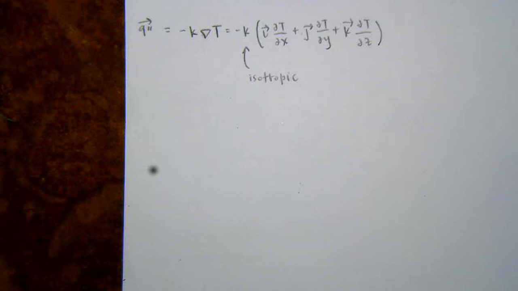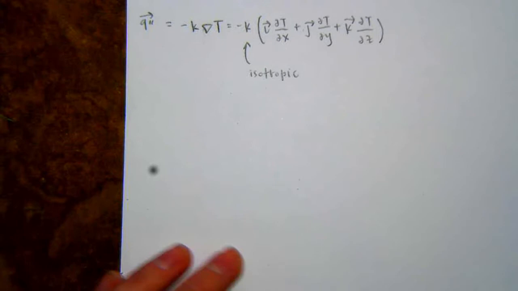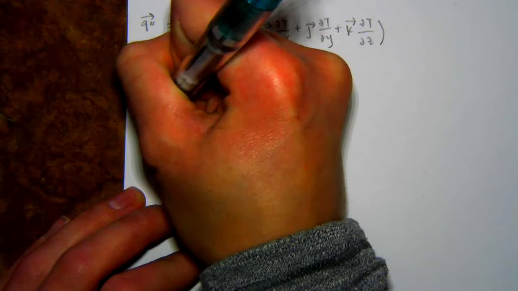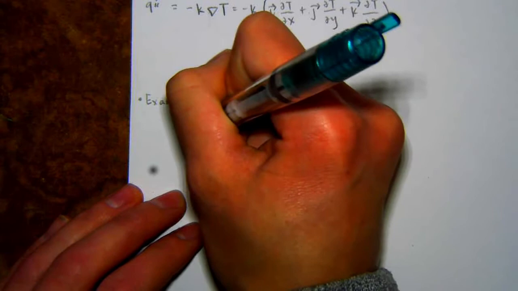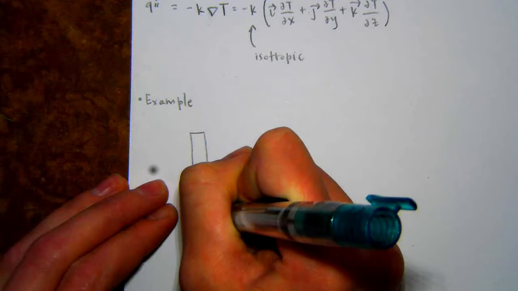Let's do a quick example problem, a quick conduction example problem. Okay, so we're gonna have a window. I'm gonna draw in 2D. It always takes way longer than I want if I try to draw it in 3D, but you're welcome to do that. So the window is made of glass.